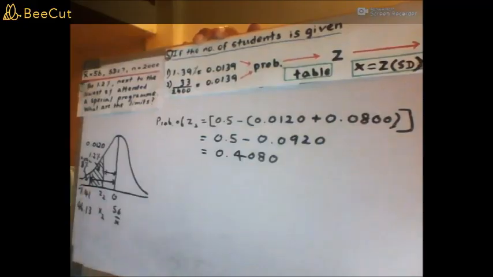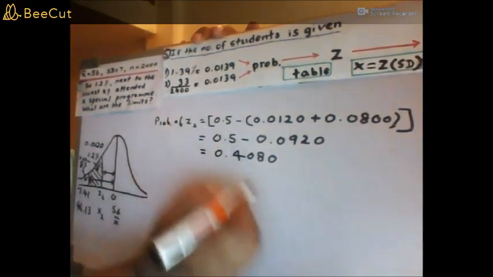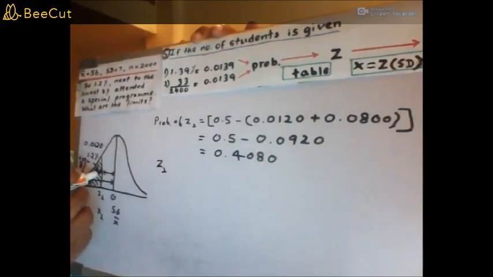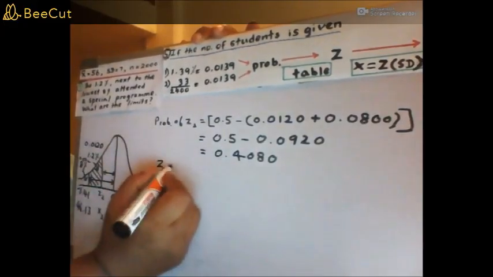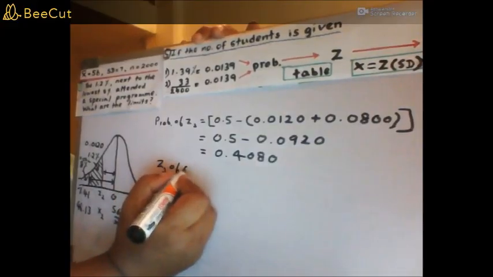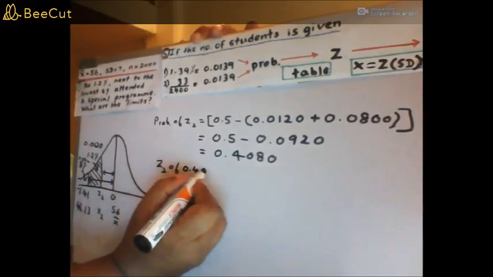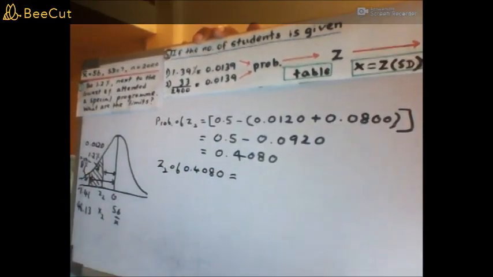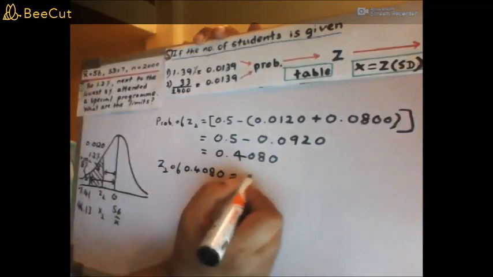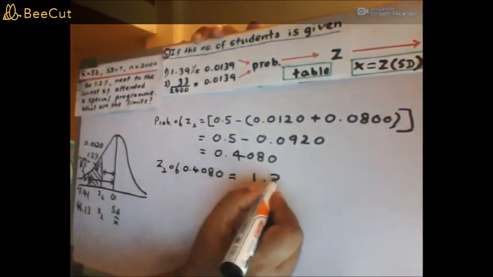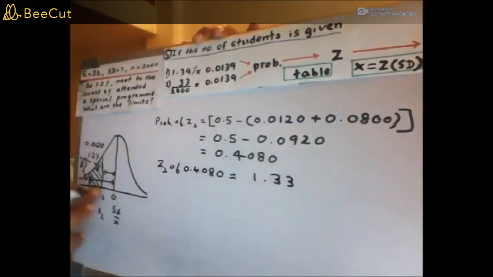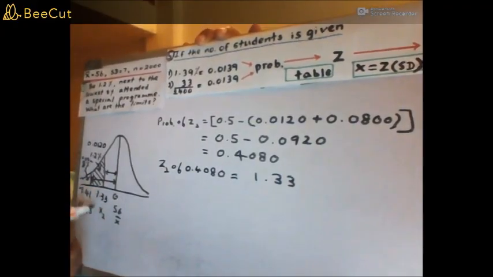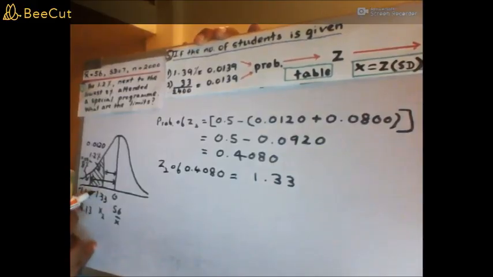Then by going to the table, you can find the Z. This is Z2, right? So we can write Z2. We have to find Z2. Now we know this probability. This is this. According to the table, it is 1.33. Put it here. You know it is minus, so put minus.